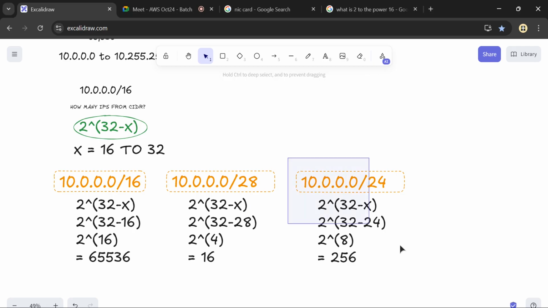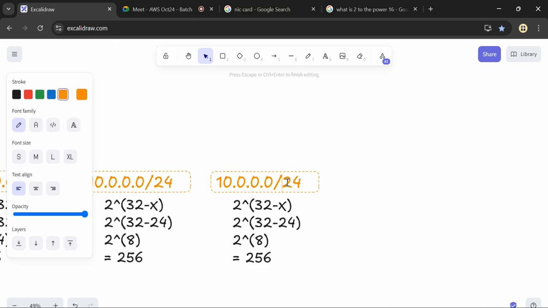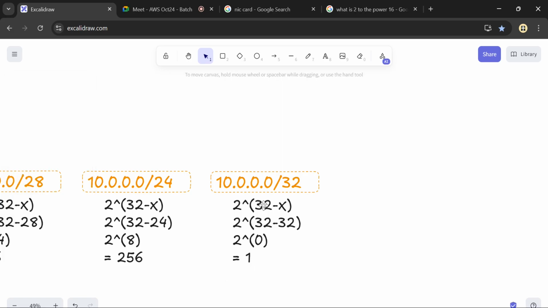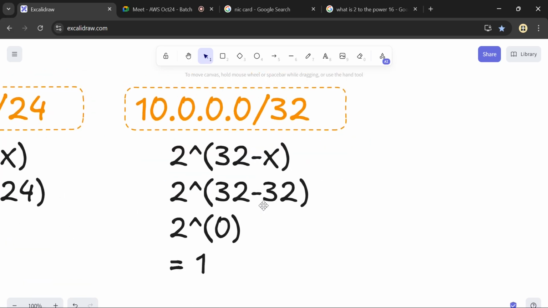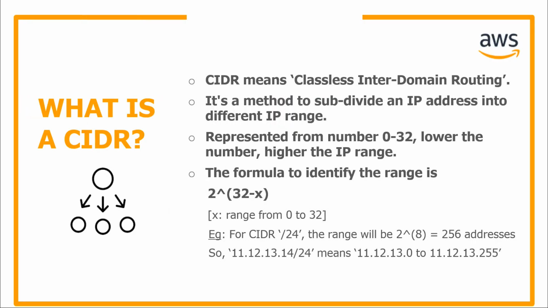What if it is 32? Let's calculate it. If it is 32, then 32 minus 32, what will be the answer? 0. So 2 to the power 0 is 1. So it will have only one IP. Anything with slash 32 will have a single IP. We will be using this slash 32 as well, and I will show you. Before moving ahead with the VPC topic, this is something we should be aware of, some basics of networking related to VPC.